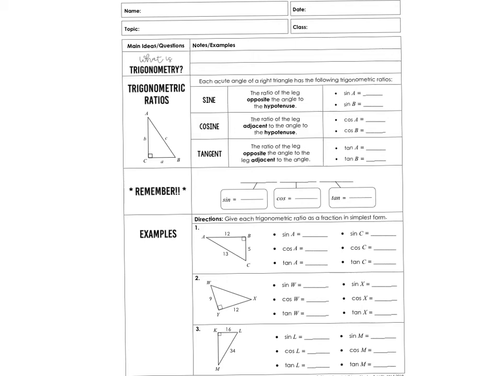Good morning. Today we're going to be looking at trigonometry, which we just usually shorten to trig. So our first question is, what is trigonometry? Trigonometry is just the study of triangle measurement. So don't let people fool you when they talk about trig. It's just studying the measurement of triangles.